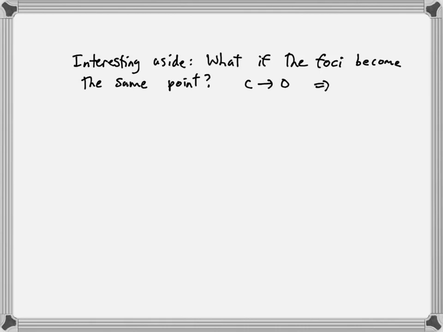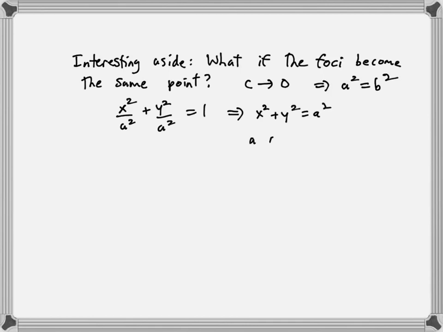This means that your a squared and your b squared become the same, right? So this means that you end up with x squared over a squared plus y squared over a squared is equal to 1, which is the same, if we multiply the whole thing by a squared, as x squared plus y squared is equal to a squared, and this just becomes a circle with radius a. So pretty cool, right? I mean, this makes sense.